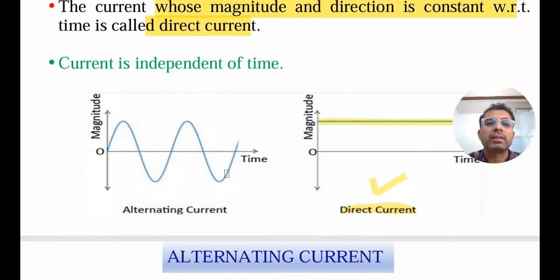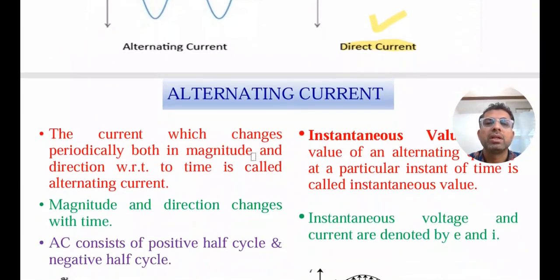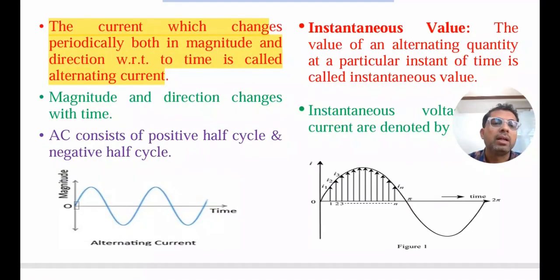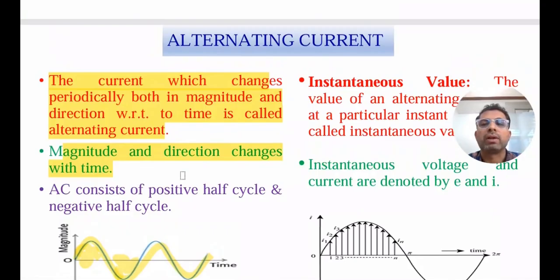What is alternating current? Here is the alternating current diagram, but we will see the definition. The current which changes periodically both in magnitude and direction with respect to time is called alternating current. See here, the magnitude is not constant, it is changing periodically, and so it is called alternating current. This is the positive half cycle, and this is the negative half cycle. This is the definition of alternating current.